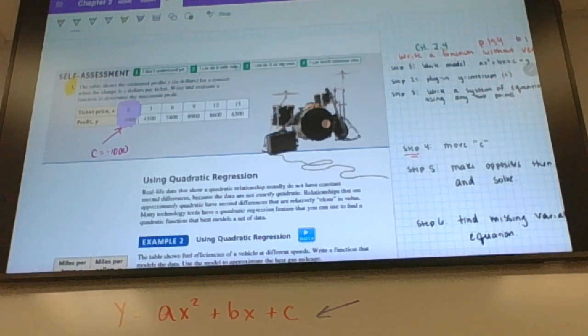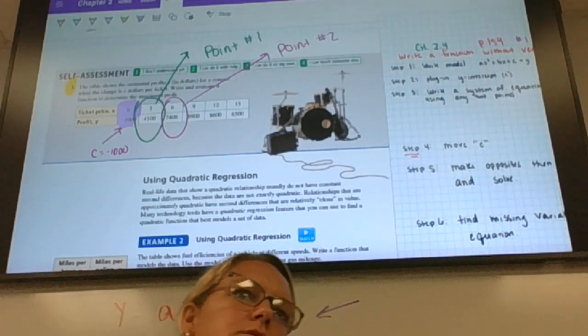Okay, now I'm going to write a system of equations using any 2 points. That's our next step. So this first ordered pair, that's going to be point number 1. And then the very next one, I will call point number 2. So let me write those down. Number 1 is 3, 4,100. That's X and Y. And point number 2 is 6, 7,400. That's going to be X and Y. So we're going to plug in for X and Y.